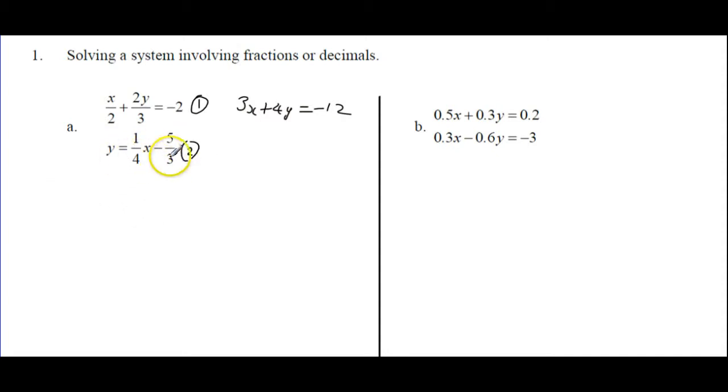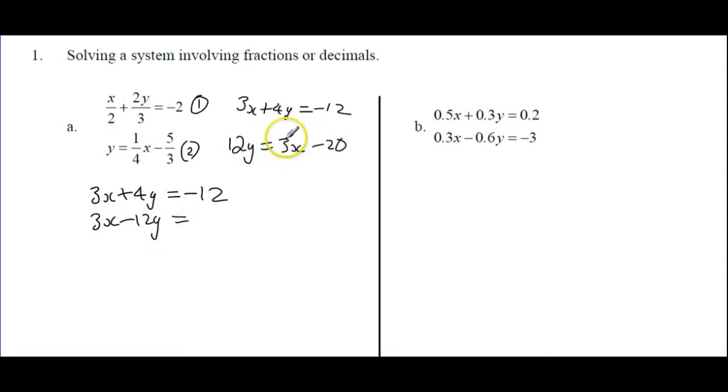In equation 2, 4 and 3, lowest common is 12, so this will be 12 times y, right? 12 times x. 4 goes into 12 3 times, so that equals 3x, and 12 goes into 3 4 times, so we get 4 times 5 to be minus 20. So we're going to have the equations 3x plus 4y equals negative 12, and 3x minus 12y equals, and the 20, right?